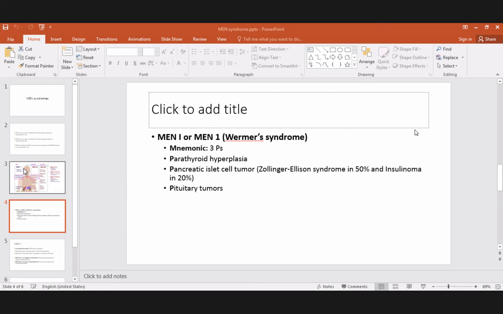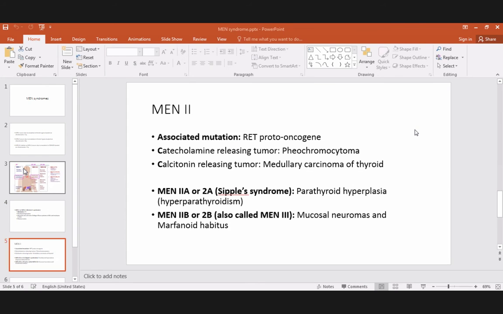So a patient with refractory peptic ulcer disease with a pituitary tumor or a parathyroid tumor or parathyroid enlargement. Symptoms of parathyroid enlargement are affecting the bones and the calcium metabolism. If the patient is having a combination of these symptoms, we label it as MEN 1 syndrome. MEN 2, we already said, is associated with pheochromocytoma and the calcitonin releasing medullary carcinoma of the thyroid, and these are in MEN 2.